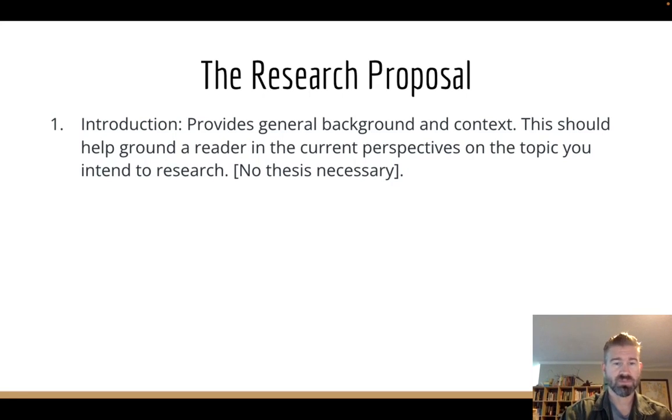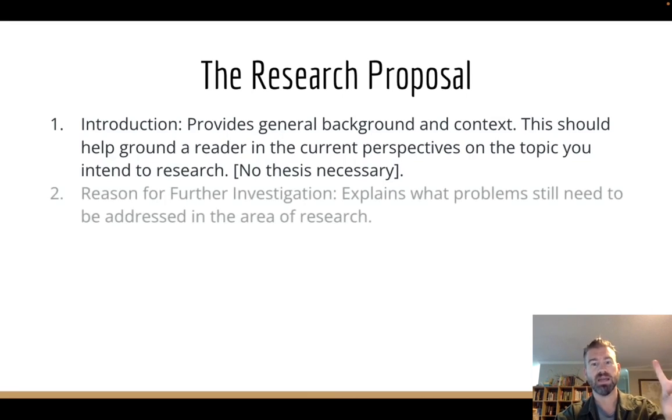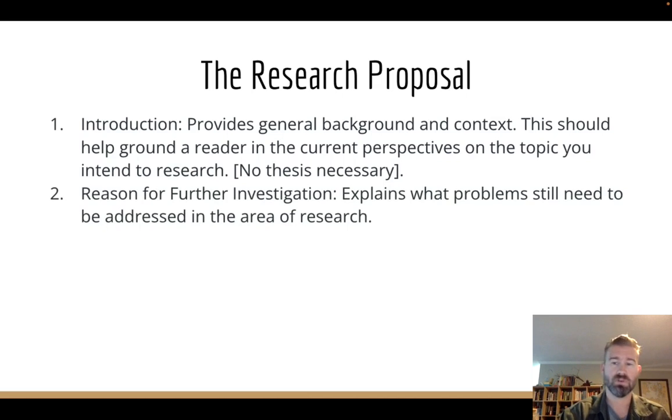So you could have your heading introduction, your paragraph or a couple paragraphs providing context. Then the second part, reason for further investigation. Again, why is this a problem that we need to address right now? What is it about climate change that means we need to deal with this problem right now? What's missing from the discussion? So remember, this is probably one of the trickiest parts about that reason for further investigation.